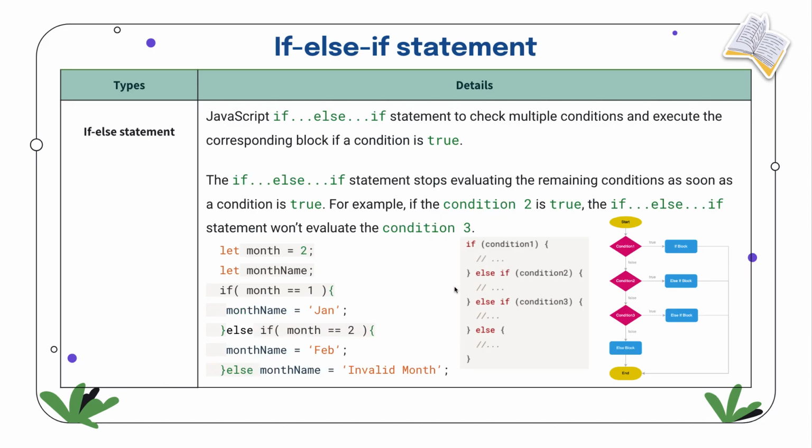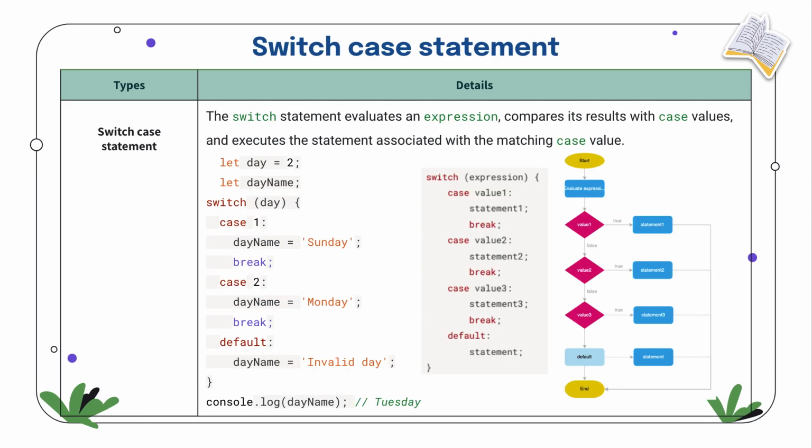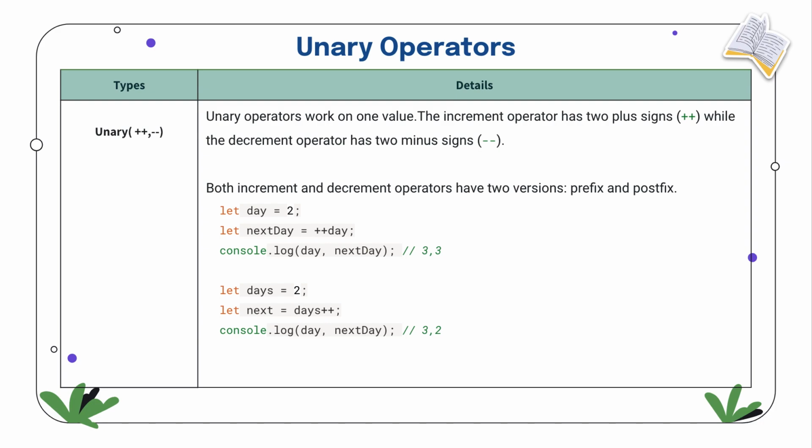So if statement, if else if, ternary, and switch case we have checked. Now unary operators, or increment and decrement operators. In unary operators we have plus and minus also, but we are going to study the pre and post operators, that is double plus and minus minus. This type of operator is used to increment or decrement the variable value by 1.